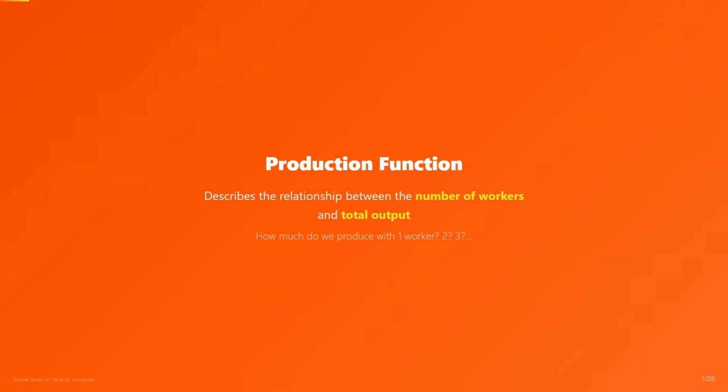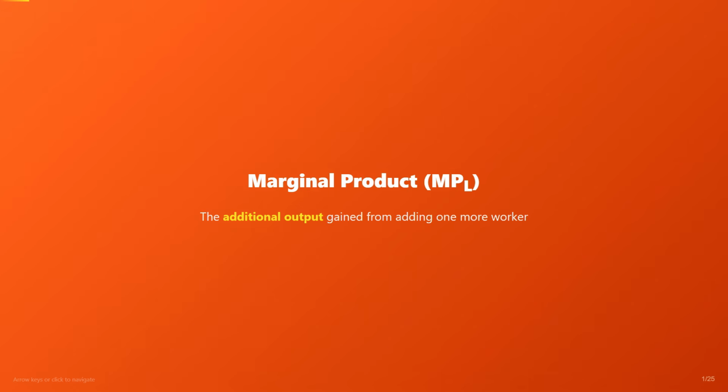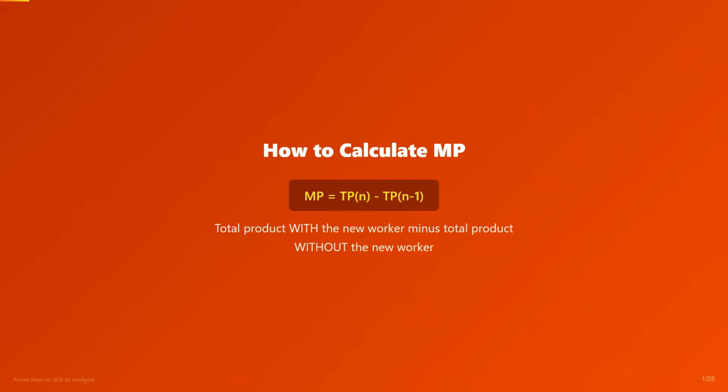Let's take an example from an orange orchard. Suppose an orange producer operates an orchard and has the following data. The first worker produces 1,200 kilograms of oranges. This is both the total product and the marginal product for that worker, because before him there was nothing. When adding the second worker, total product rises to 2,000 kilograms. So the marginal product of the second worker is 2,000 minus 1,200, which is 800 kilograms. Third worker. Total product rises to 2,600.